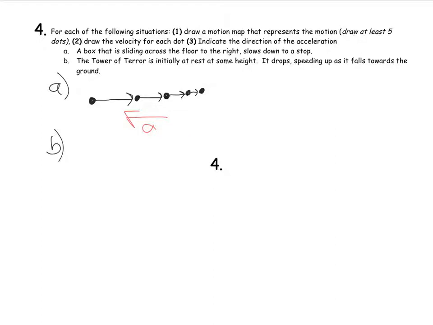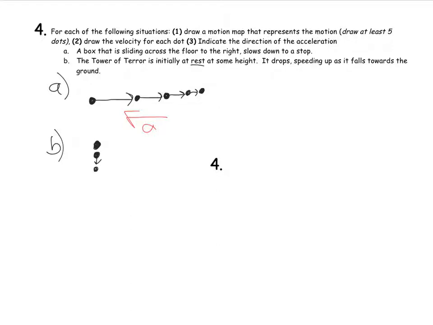The next one, the Tower of Terror, is initially at rest at some height, and it's going to drop, speeding up as it falls towards the ground. So I'll have my initial dot here, all right. We'll say this is the at rest point, so we won't put a velocity vector there. Sometime later, we're going to have a dot here with a little bit of velocity.